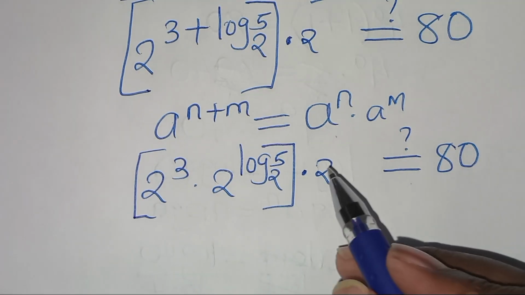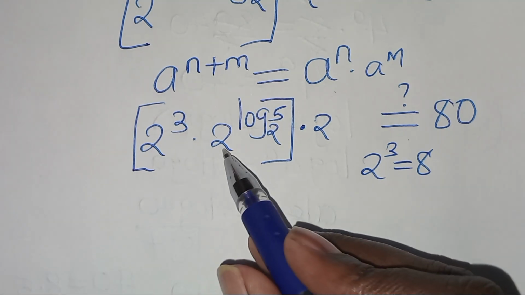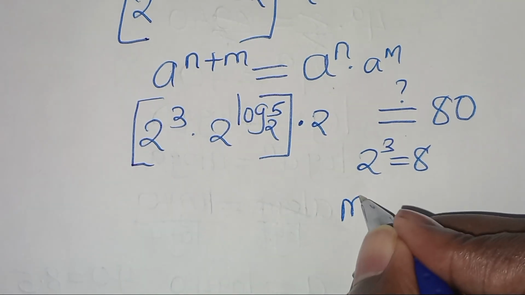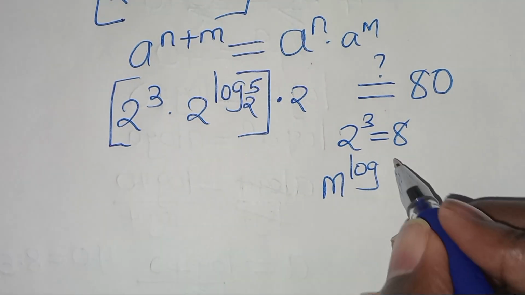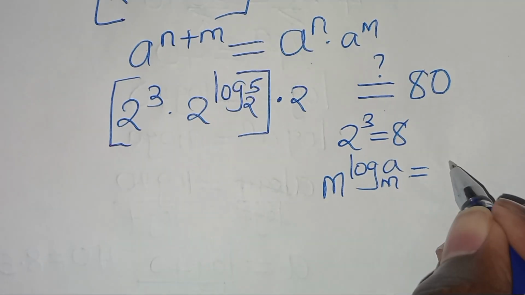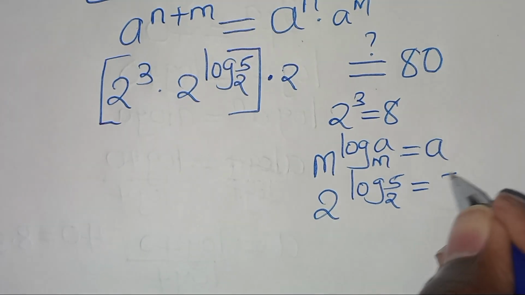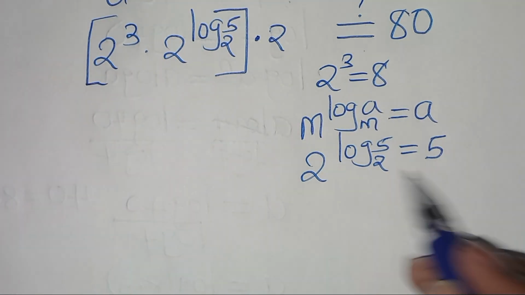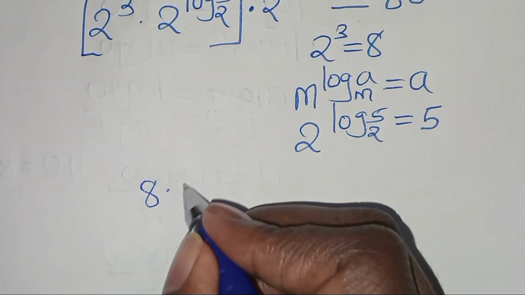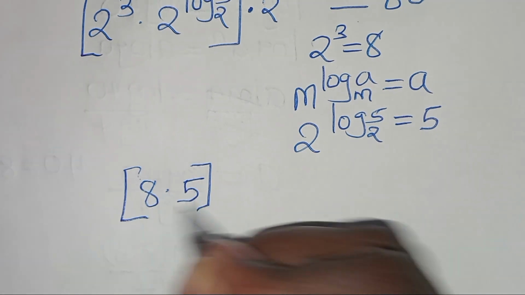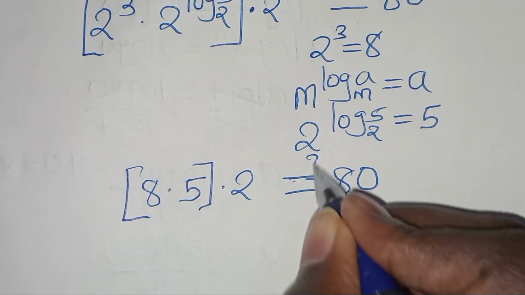Now, the next step from here, 2 to the power 3, this is equal to 8. And we have that 2 to power log 5 to base 2. This is in the form of m to power log a to base m, which is essentially supposed to give us a value of a. 2 to power log 5 to base 2. This is supposed to give us a value of 5. Substituting this value of 5 here, 2 to power 3 is 8 times 5. Everything here multiplied by 2. This is supposed to give us a value of 80 from here.